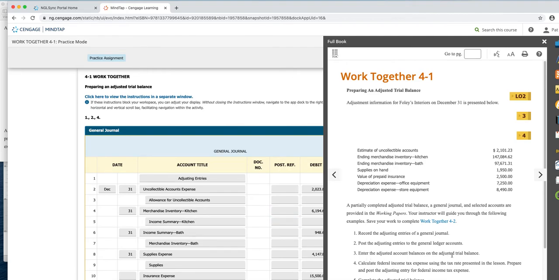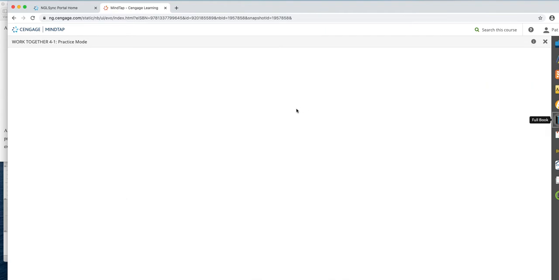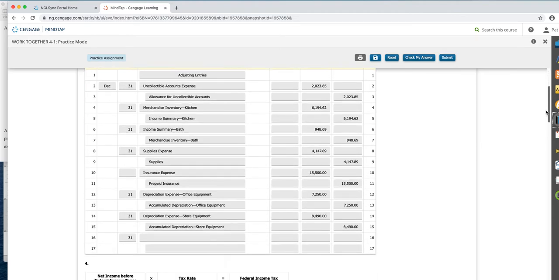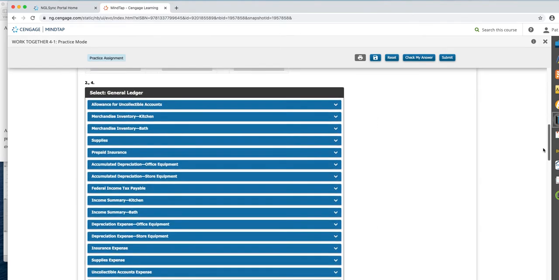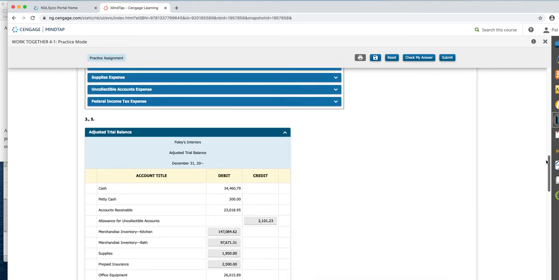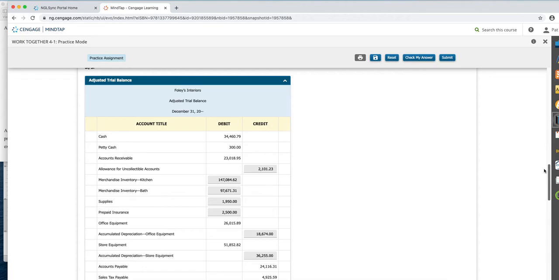It says enter the adjusted account balances on the trial balance. Okay, so I got to close this. So in reality, in the application problem, you would post all these, because then in these ledgers, you would get the amounts. And then you would fill in the blanks here.